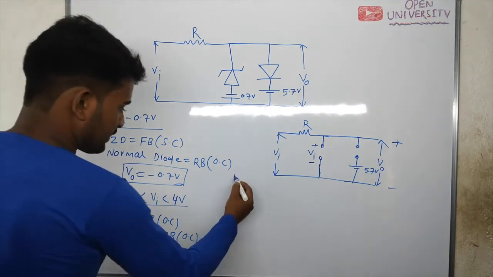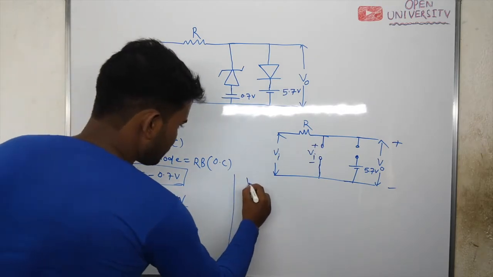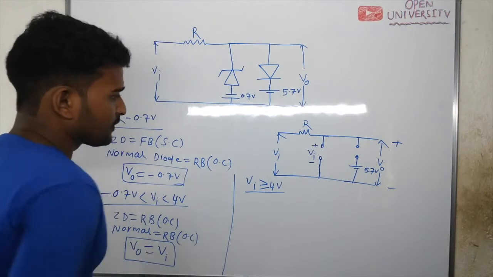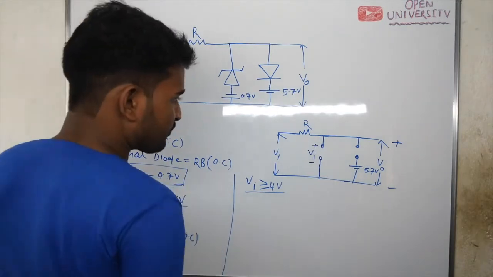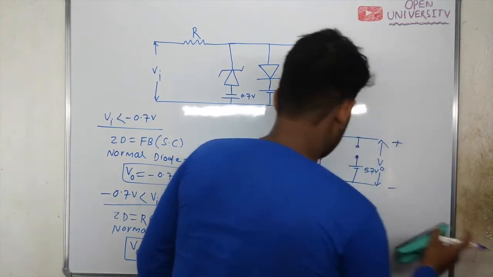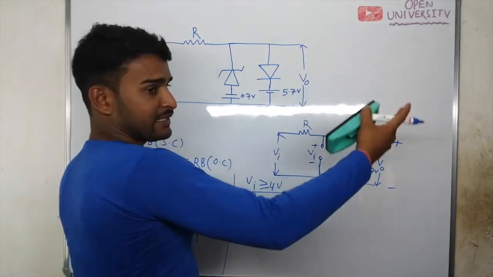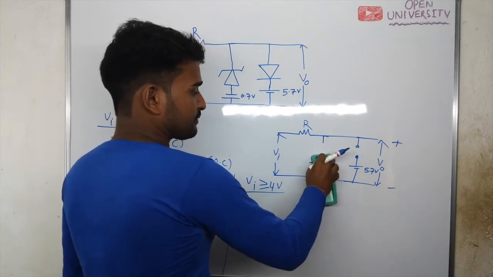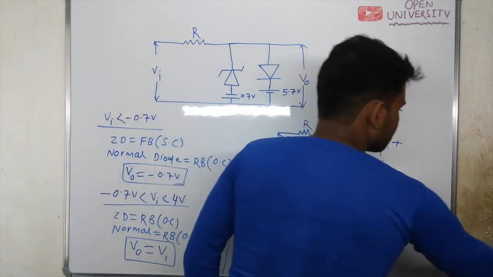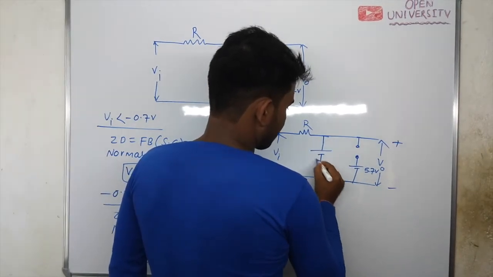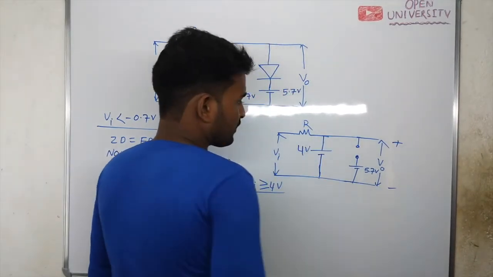Then third case, if your input voltage is greater than or equal to 4 volt, then Zener diode will be in breakdown because the voltage across the Zener diode is exceeding the breakdown voltage, so it will behave like a constant voltage source of 4 volt, like this.